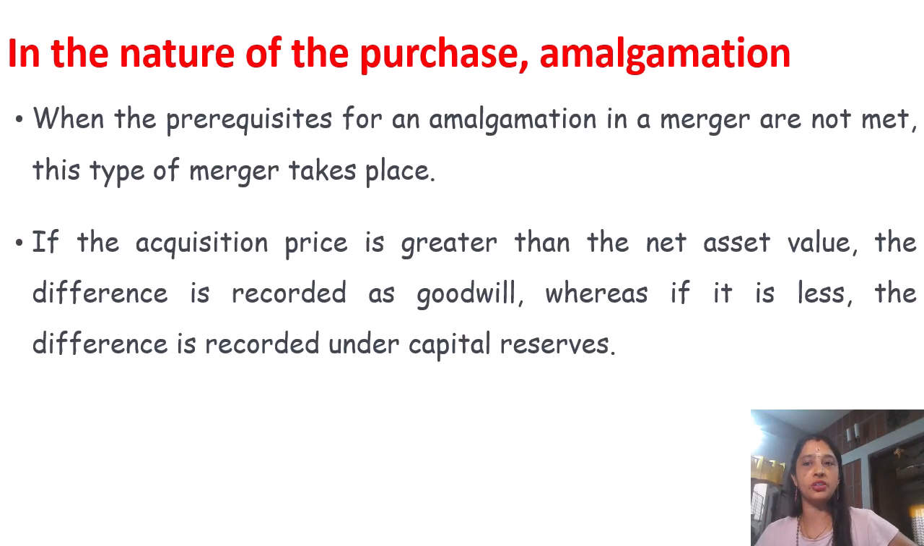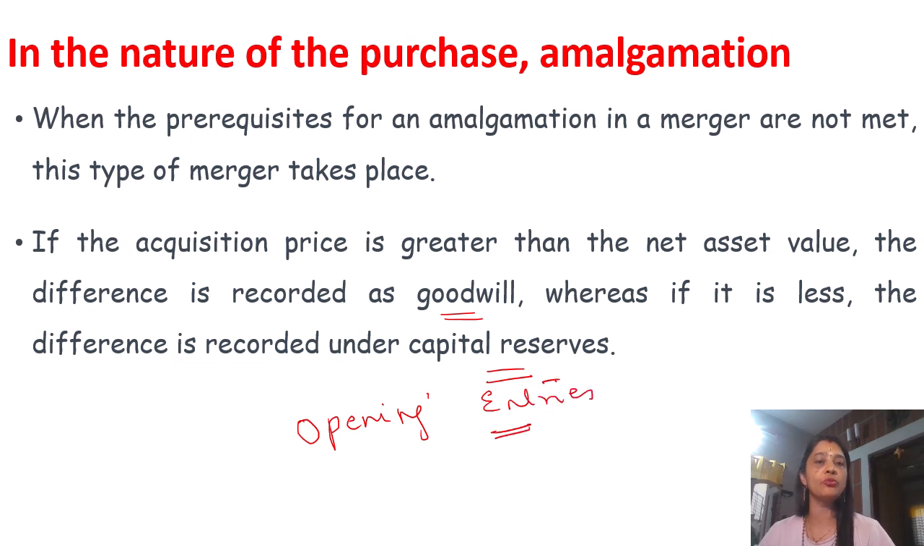Now, in the nature of purchase, if the prerequisites for the amalgamation, the 5 conditions which I just told you, are not fulfilled, then it will be called purchase. If the acquisition price is greater than the net asset value, the difference is recorded as goodwill. Whereas if it is less, the difference is recorded under capital reserve. I will explain this point when I explain the opening entries, where I will explain more clearly what we mean by goodwill and what we mean by capital reserve.